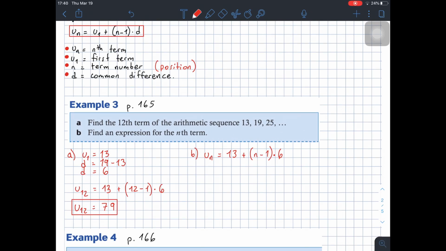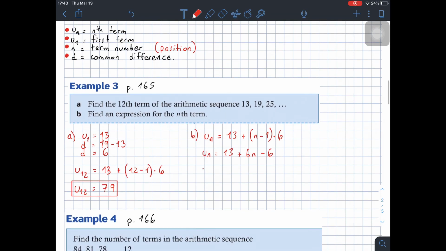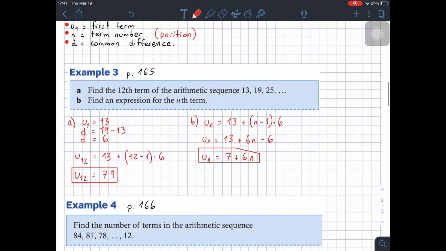If you want, you can develop this a little bit by doing the distributive. So we'll get un equals 13 plus 6n minus 6. So un is, this is 7 plus 6n. This will be the expression for the nth term, okay? So that's it for example 3.